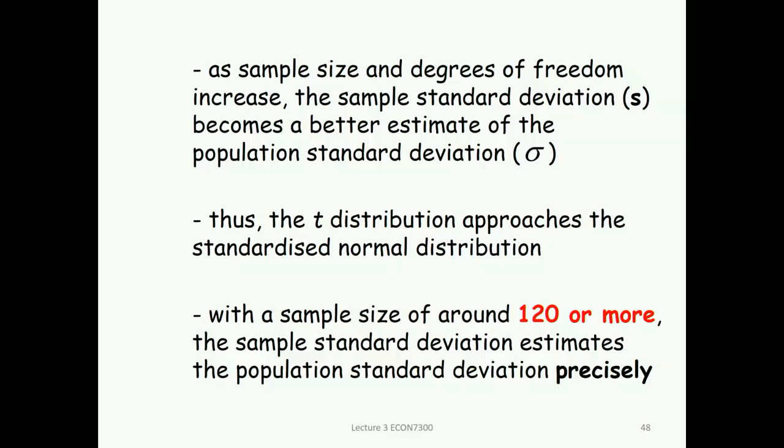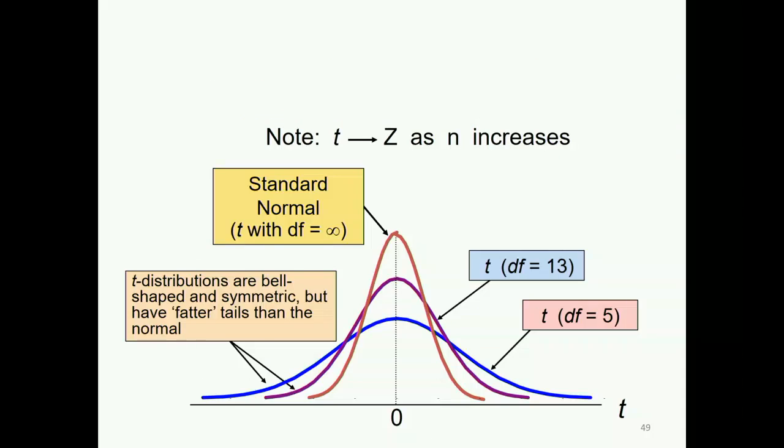But as sample size and degrees of freedom increase, which means 120 or more, you could see in your table: 5%, which is 0.025, 120 sample, then 1.96. The same as the Z value. With a sample size of around 120 or more, it would be precise. The critical value would be the same, whether it is Z or T. You see, this is the distribution.